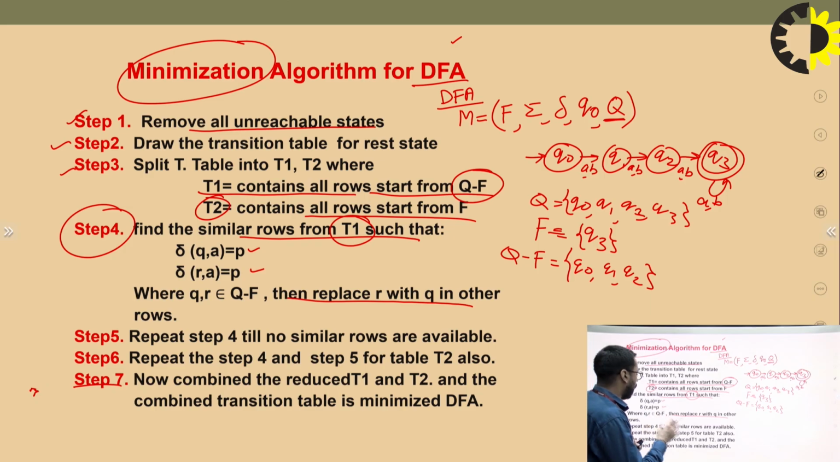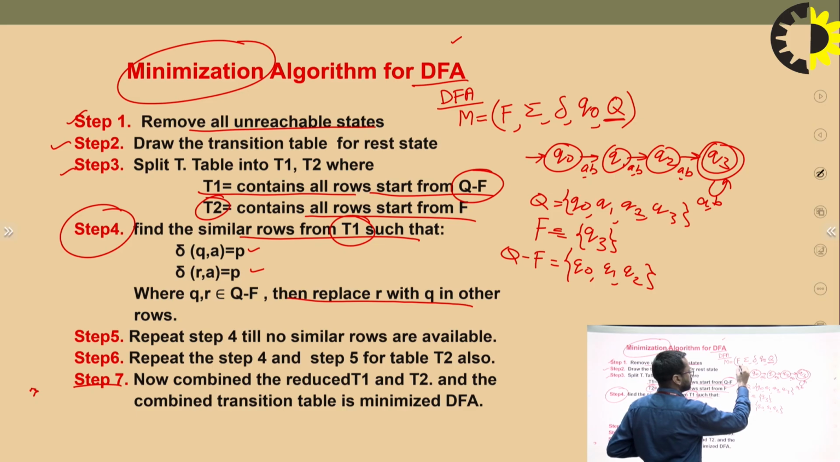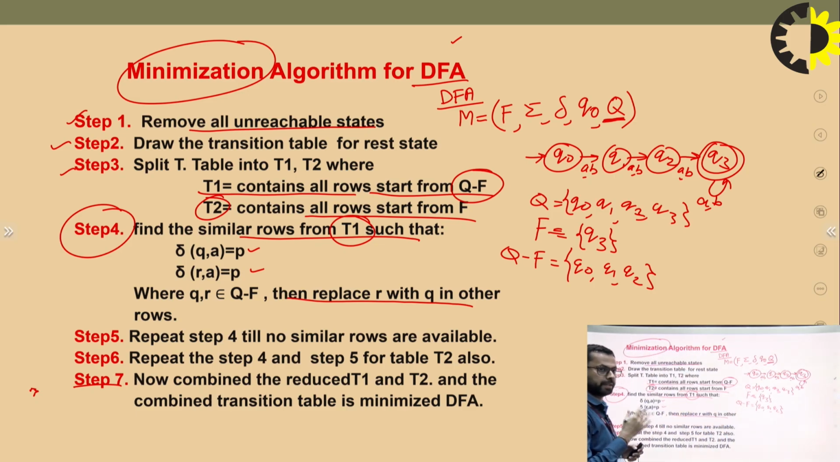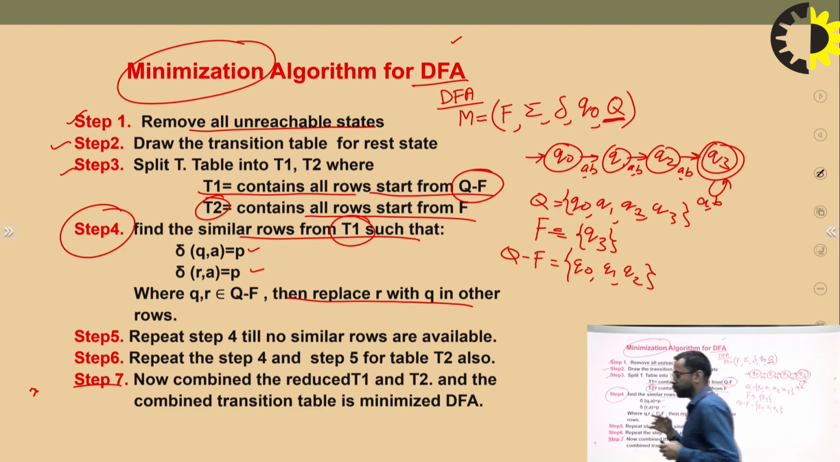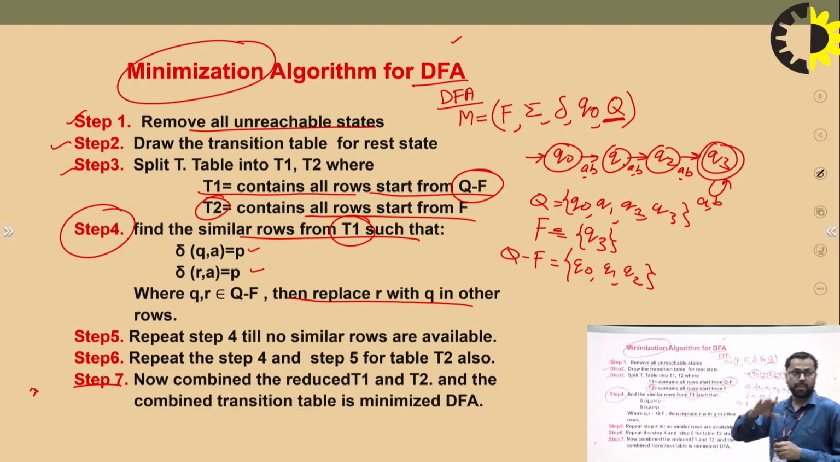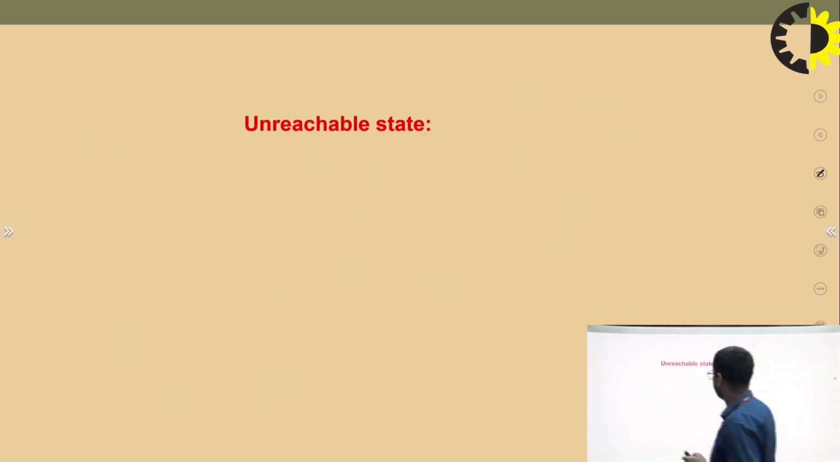So after applying this process, the number of states Q will be minimized. These are the full steps. Steps 1 to 7 are the intermediary process to calculate the minimization algorithm for the DFA. To understand these basic principles, we should use a question that describes this.